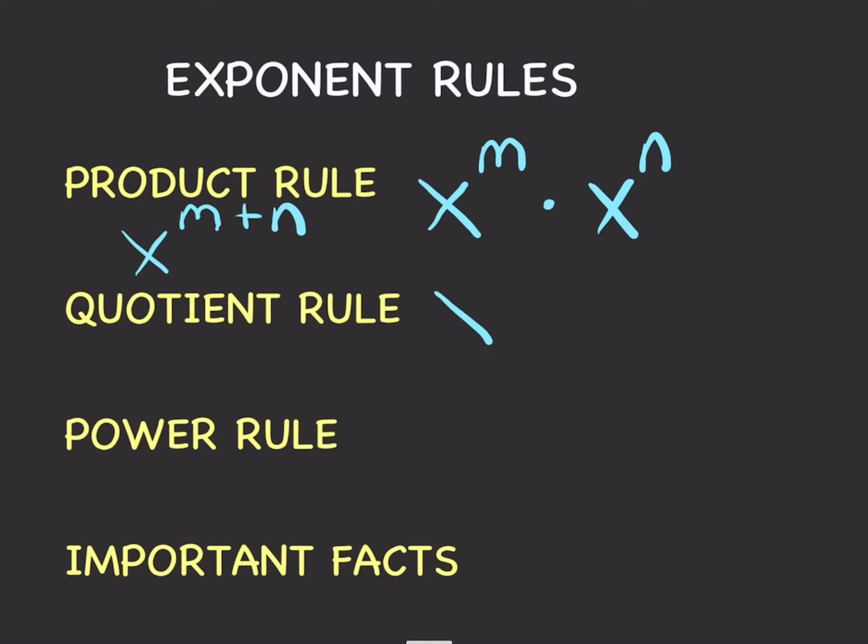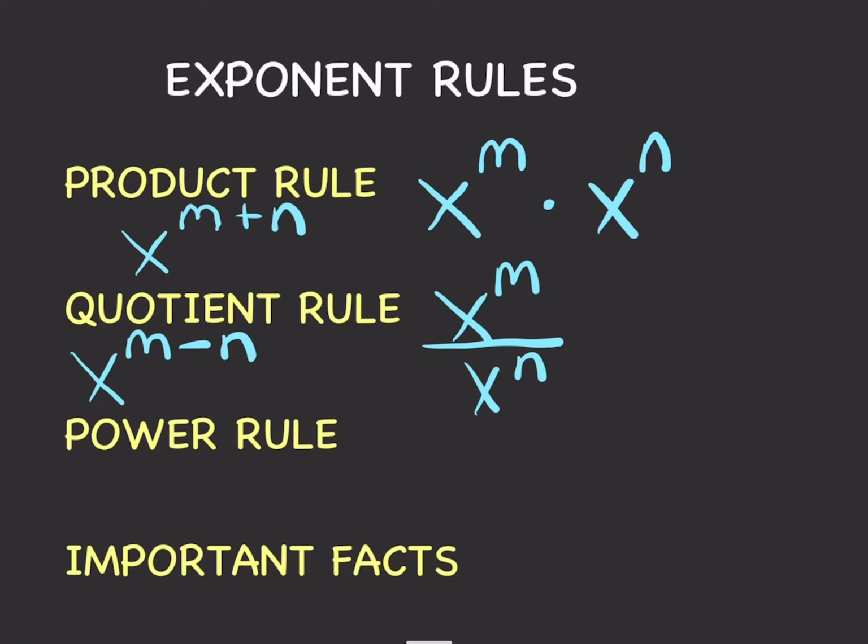Then we have the quotient rule. In this case, we have the x variable to the m on top, being divided by the x to the n on bottom. Just like before, when we did the product rule and multiplied these x's, we added the exponents. Here, when we divide the x terms, we're going to subtract their exponents, as m minus n, so the one on top minus the one in the denominator. Right there, x to the m minus n.